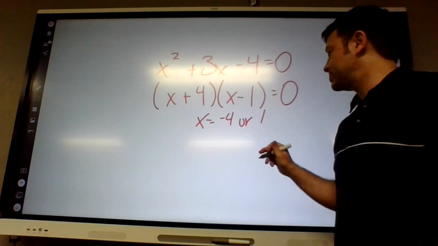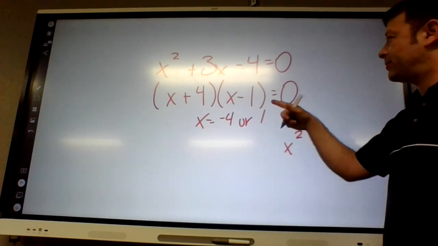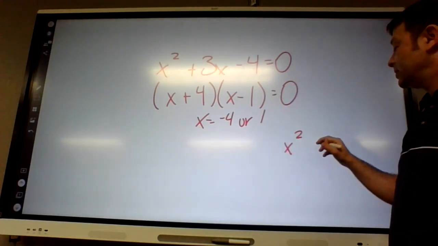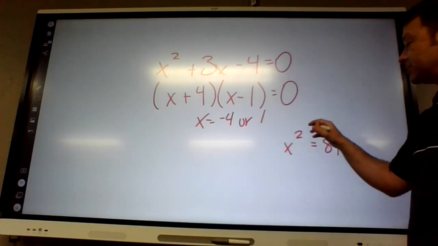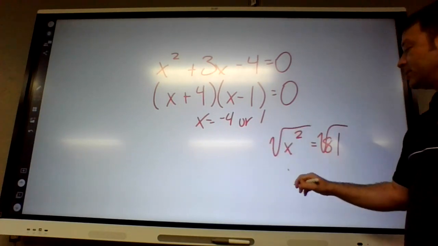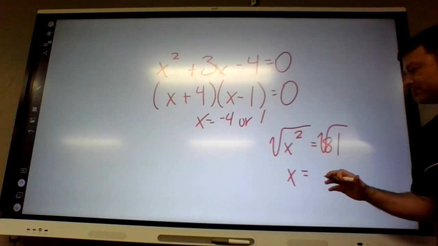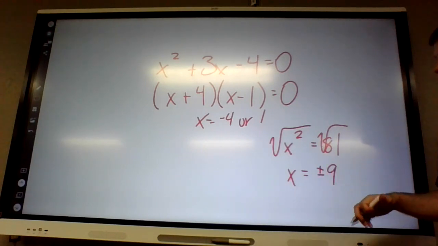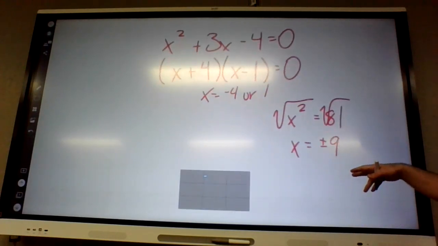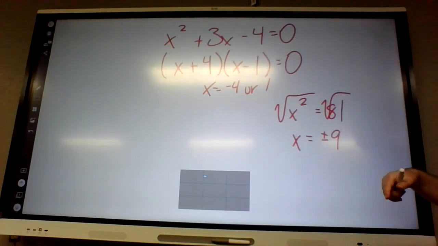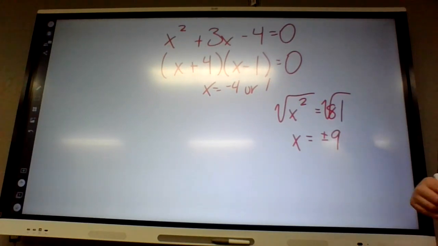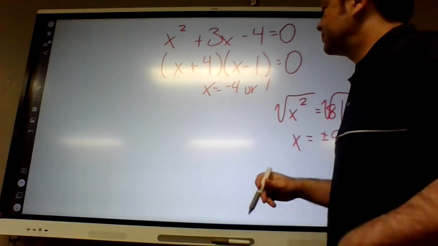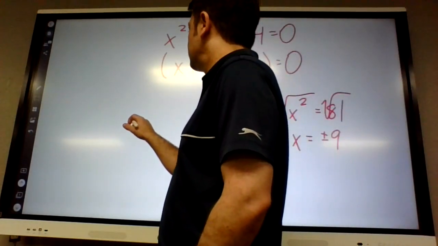The second way was when it was just an x squared without all this extra stuff. You can just square root both sides, but what happens? Positive or negative? Plus or minus. And yesterday we did completing the square. So what's the difference between completing the square and the top one?